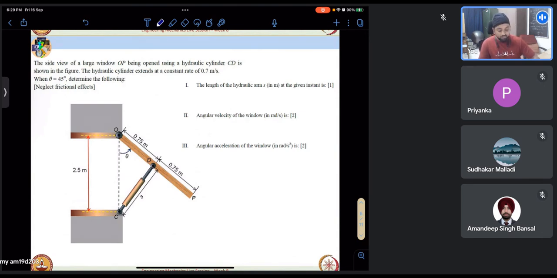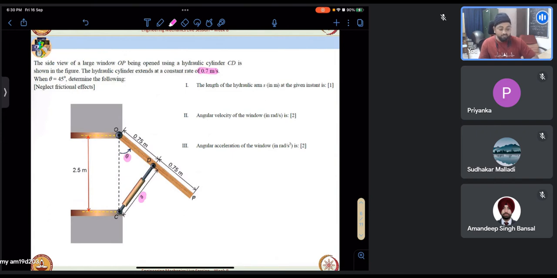A side view of a large window OP is shown, being opened using a hydraulic cylinder CD, as shown in the figure. The hydraulic cylinder extends at a constant rate, so essentially it is trying to open the window. It is extending at a constant rate of 0.7 meters per second. So S is increasing with a velocity of 0.7 meters per second. Neglect any frictional effects, and when theta is 45 degrees, you arrive at some of the quantities that are asked.